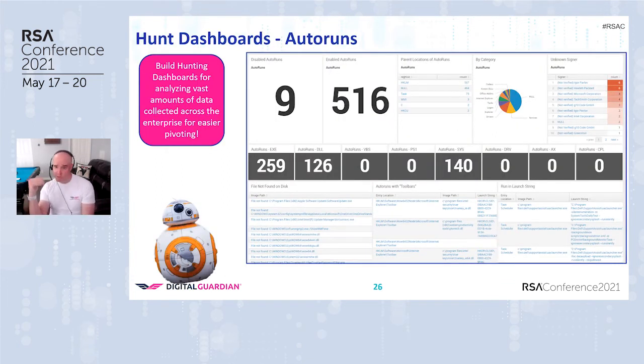You can also create this crazy Splunk dashboard, right? In this particular case, I can instantly look at all the different things that are occurring right in my autoruns. Show me anytime there's a file that's not found on disk, however there's an autorun entry of that. Show me times autoruns is with a toolbar, or runs in the launch string, right?